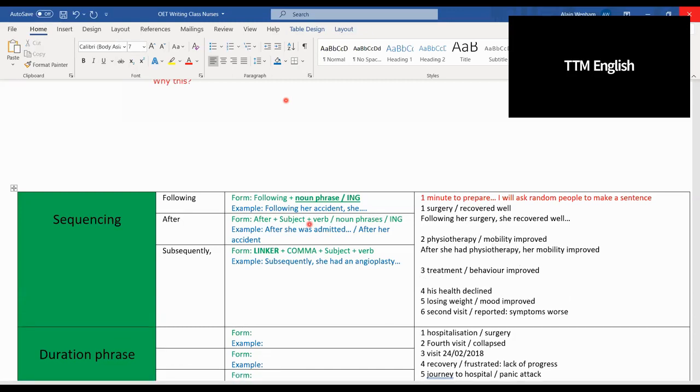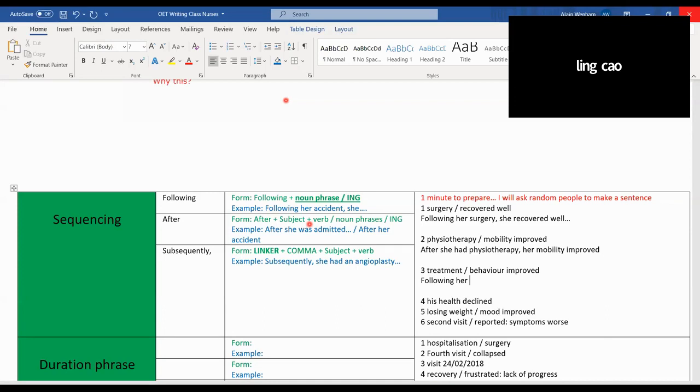Treatment. Let me ask Kulsoom. You didn't think I'd ask you, did you, Kulsoom? No, not yet. Ready? Yeah. Treatment, behavior improved. What can we say? Subsequently, well, no, how about following? Following. Following her treatment? Yeah, subsequently. No, you can't use two. You can just use one. So following her treatment, her behavior improved. Do we say improved or was improved? There's no was improved. It's active voice. Okay. But I understand why you think it's passive. It's one of those strange ones, okay? You just have to remember.